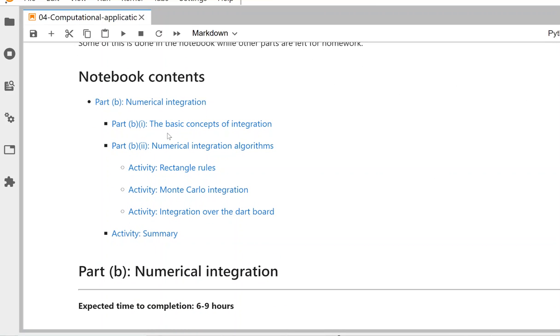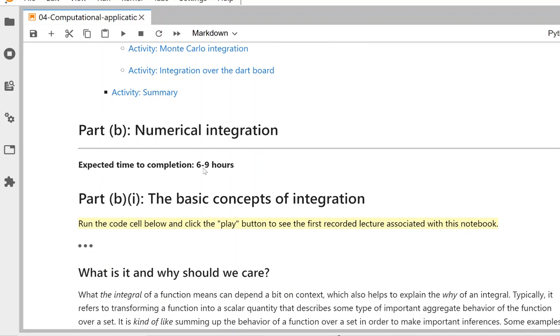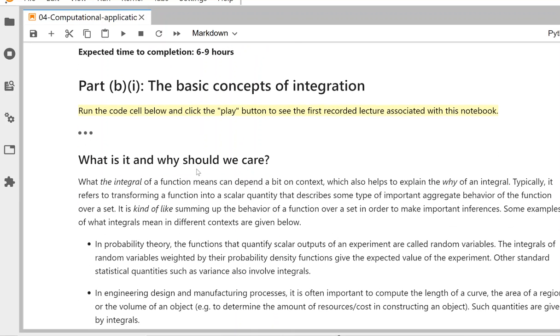So this first recorded video will cover the basic concepts of integration, what integration is and how it arises. And we'll go through some of the geometric rules, including rectangle rules, in this first video. And then there will be two other videos that go over Monte Carlo integration and how to do Monte Carlo integration when the sets we're integrating become very complicated. This notebook, I expect, should take people between 6 to 9 hours to complete, and it might take on the longer side for quite a few people.